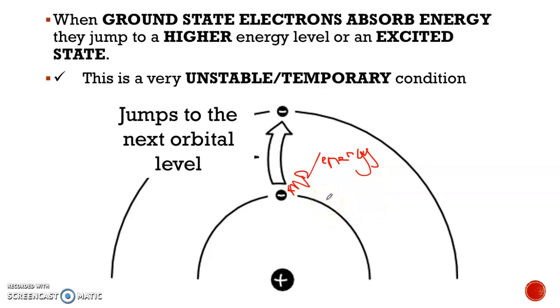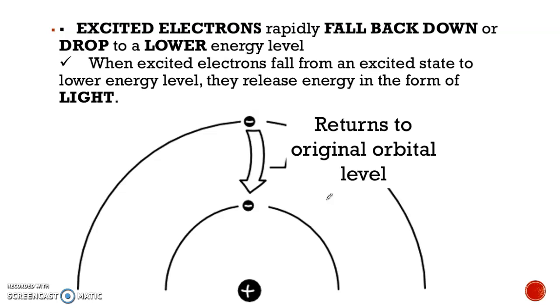When it absorbs energy, our electron gets excited. It absorbs that energy and it jumps to another energy level. While it jumps to that other energy level, it's unstable, it's temporary, meaning that it can't stay there for long. So when it does fall back down, or drops to a lower energy level, the energy that it absorbed leaves, right?